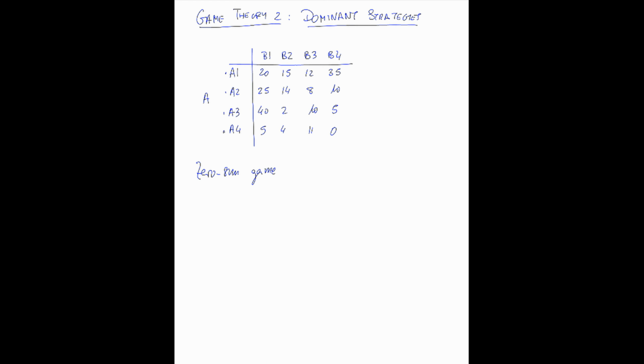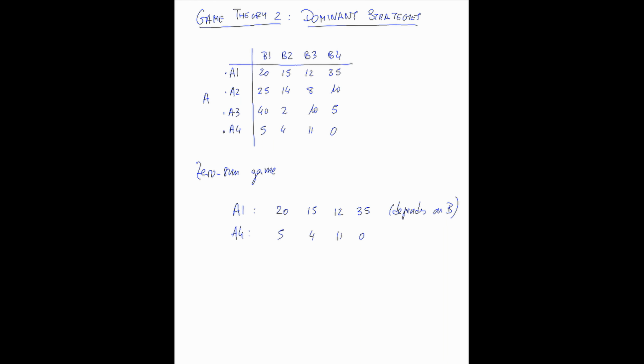Let's consider A1 here. A1 means we can win 20 in case of B playing B1, or 15, 12, and 35. The gains depend on how B plays. For A4, the corresponding gains are 5, 4, 11, and 0.